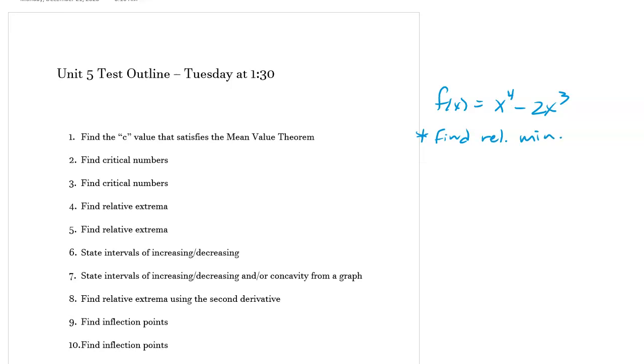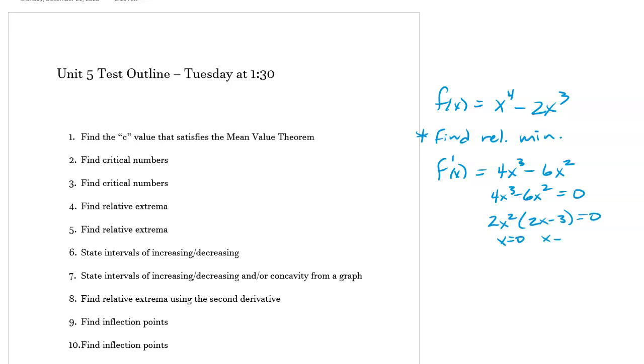Okay, so the first thing we need is the derivative. So we'd have 4x cubed minus 6x, and then we need to set this equal to 0 or undefined. I'm going to factor out 2x squared. I'd be left with 2x minus 3. So 0 and 3/2 would be my critical numbers.